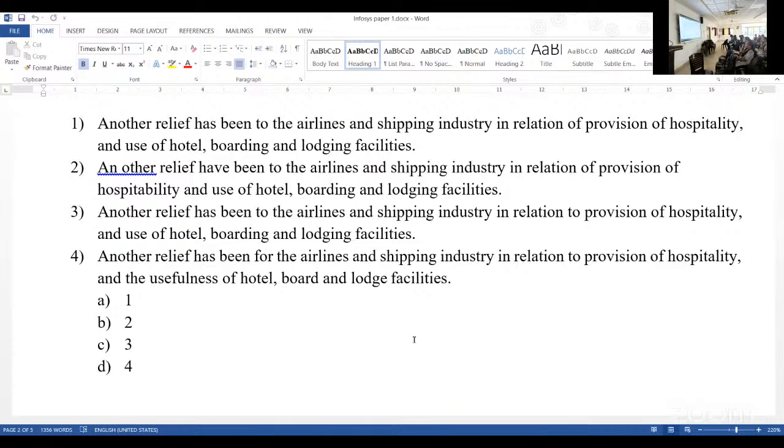Yeah, another relief has been to the airlines and shipping industry in relation of provision of hospitality and use of hotel boarding and lodging facilities.